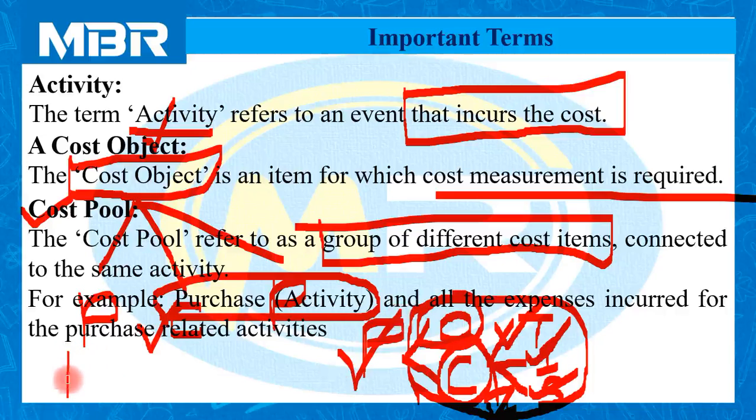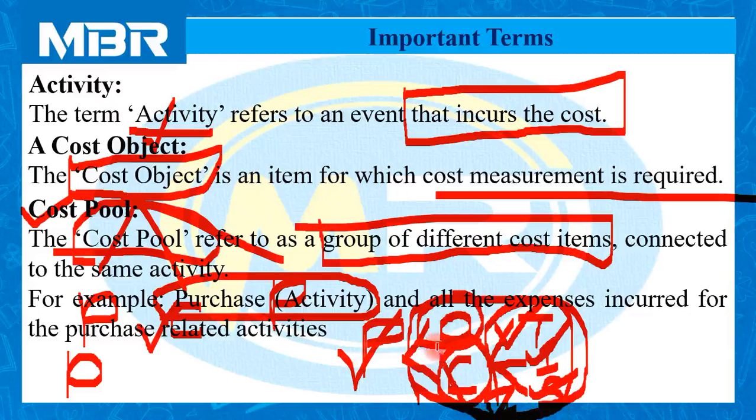It means our activity is purchase, and the cost pool means the total of all the expenses incurred by us on these activities related to purchase. For the purpose of learning activity-based costing, it is necessary to prepare a cost pool for the expenses related to different activities as suggested in the question. But for us, the cost pool will be ready-made, given by the examiner.